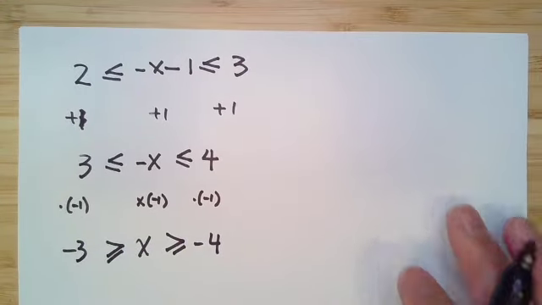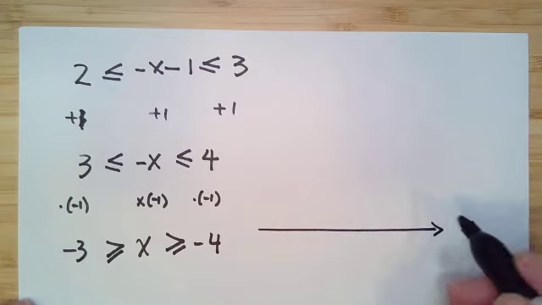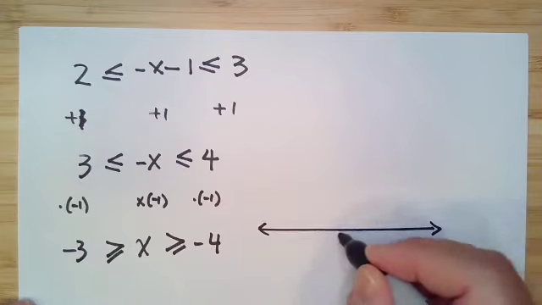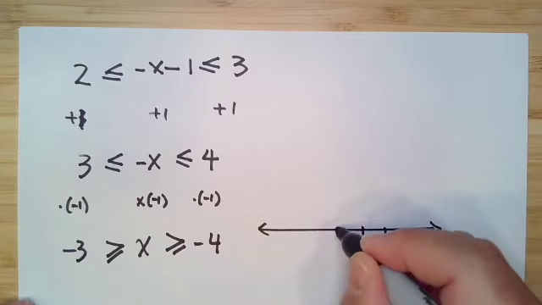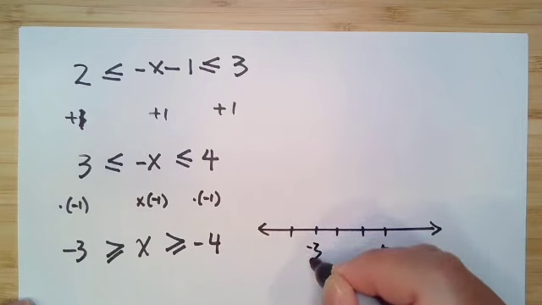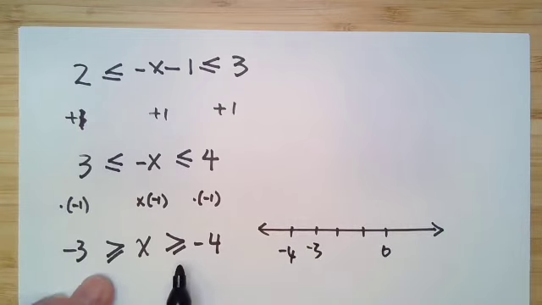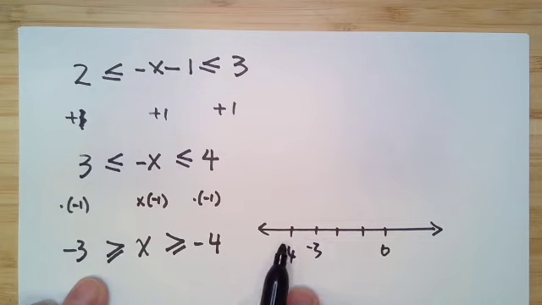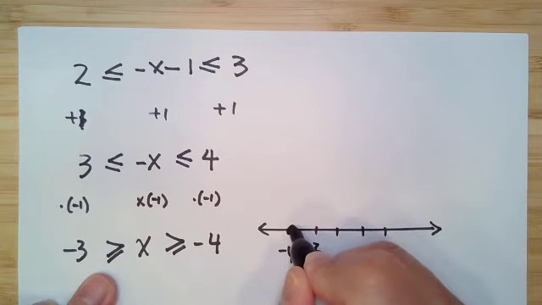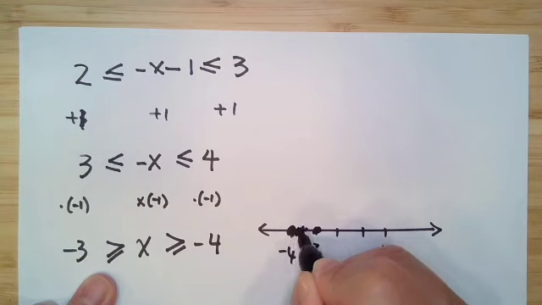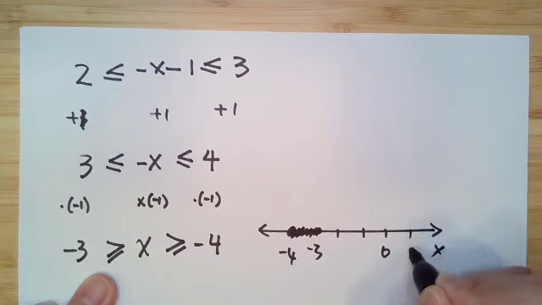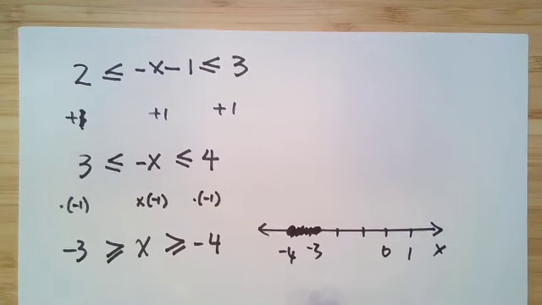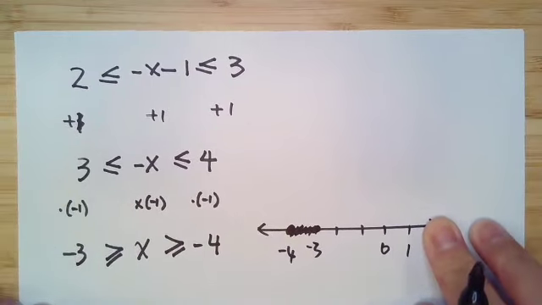All right, so you draw. Here's 0, negative 1, 2, 3, 4, negative 3, negative 4. We have x between negative 4 and negative 3, with solid endpoints, and in between. And that's the answer for this compound inequality.